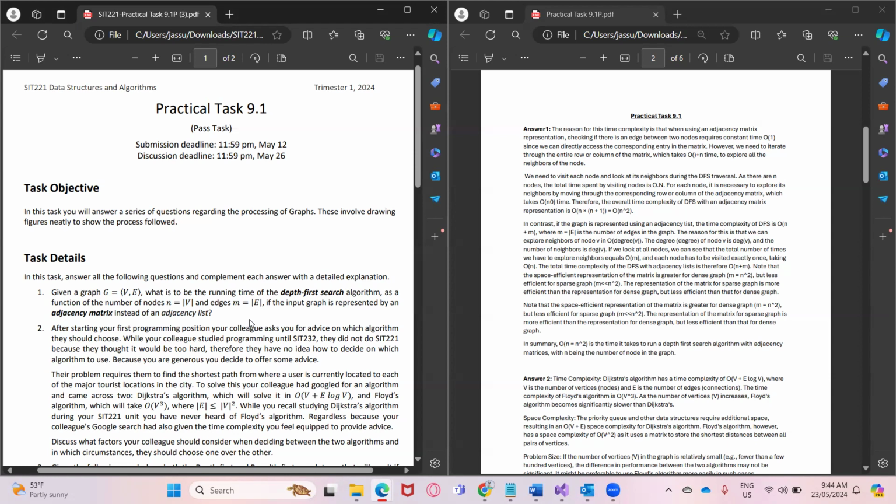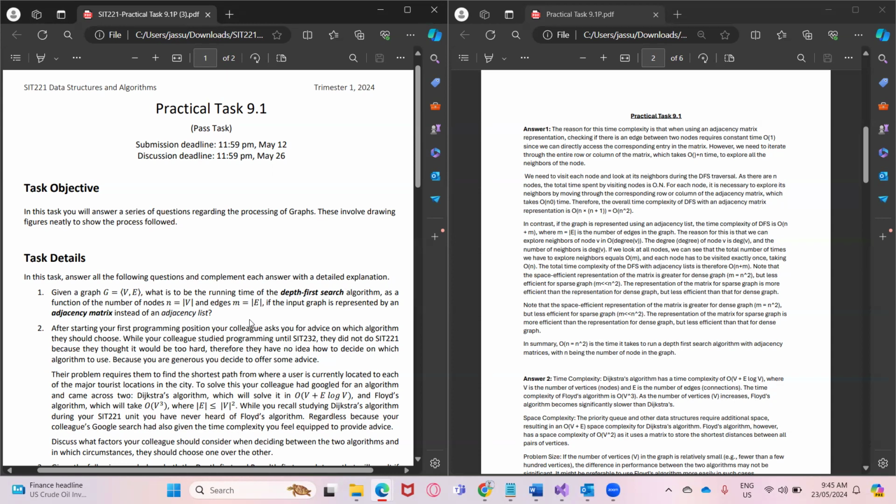When it comes to checking for edges with an adjacency matrix, checking if there is an edge between two nodes is very quick. It takes constant time, which is O of 1. But to explore all the neighbors of a node, we need to go through an entire row or column of the matrix, which takes O of n time for each node.